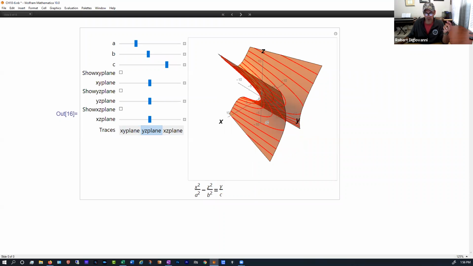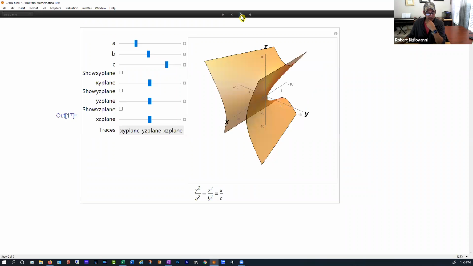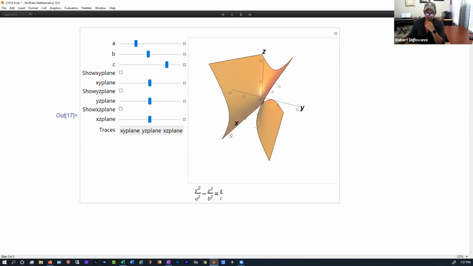Again, not super important. What I'm going to do at the end of all this is give you an equation and ask you, what type of surface is this? I'm not going to ask you to draw it. Here's another variation of it where it comes down the x-axis this time.